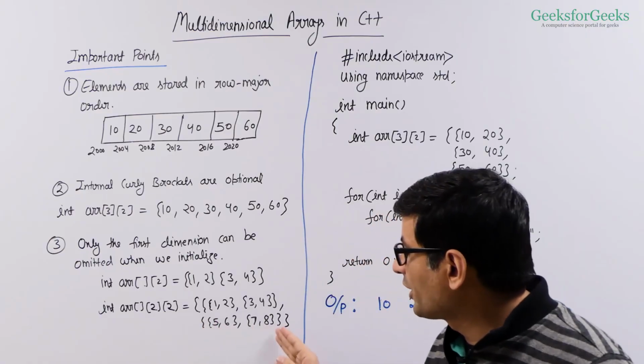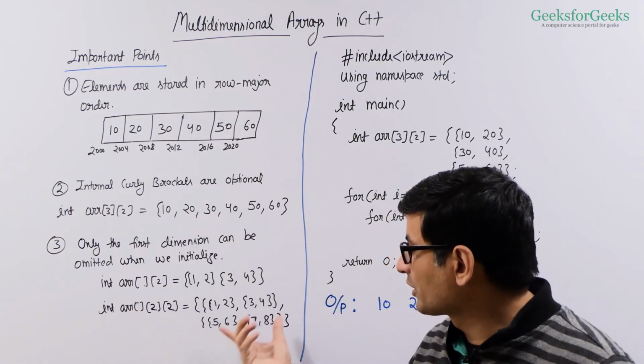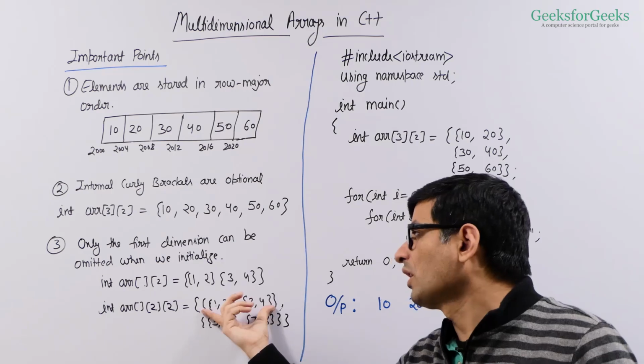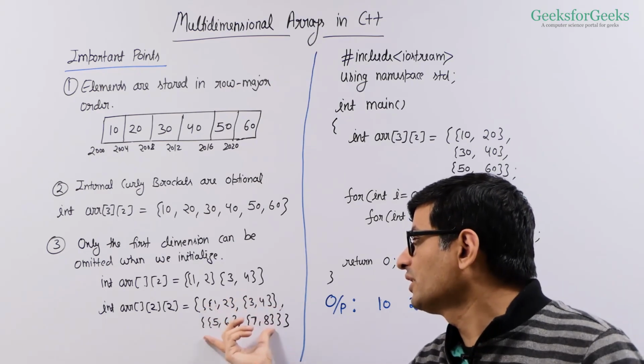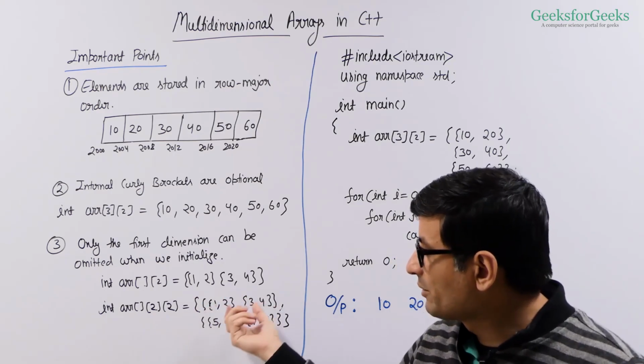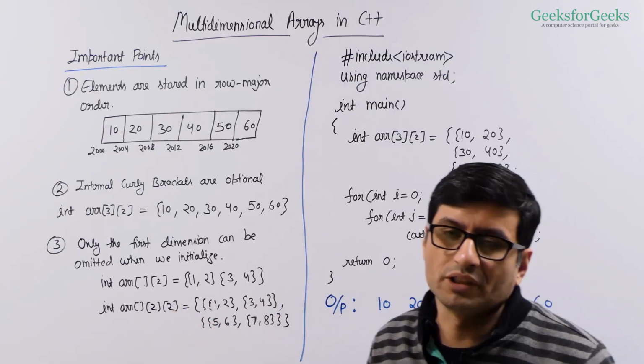So the compiler can automatically figure out the first dimension is 2 because there are 2 outer dimension elements in this matrix, right? Then 2 middle dimension elements and then 2 innermost dimension elements.